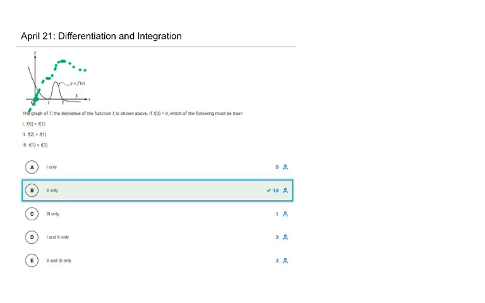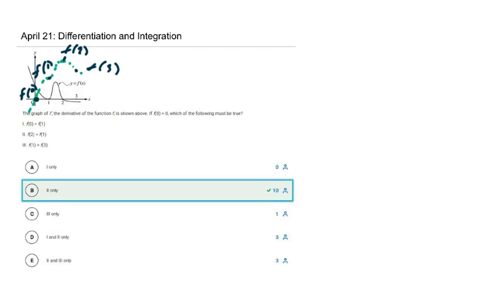It can go down pretty much like that. Okay. So the question is then, which of these must be true? So we're looking at f of 0 here, f of 1, f of 2, and f of 3. So the question is, which ones must be true?